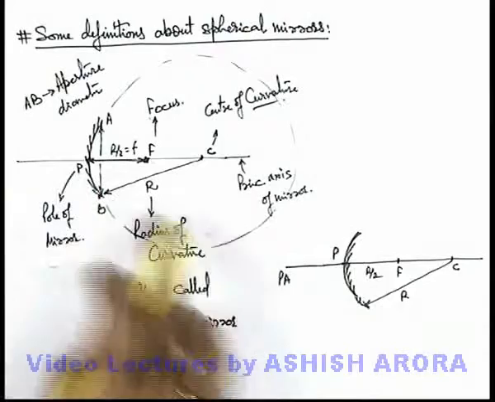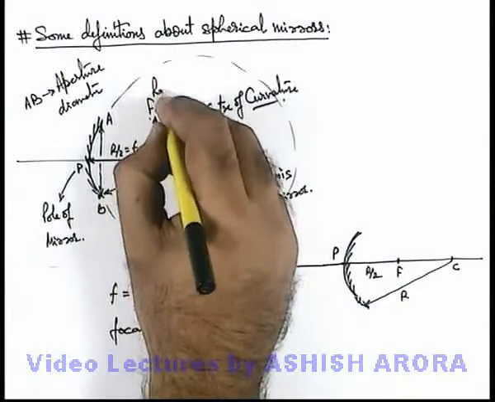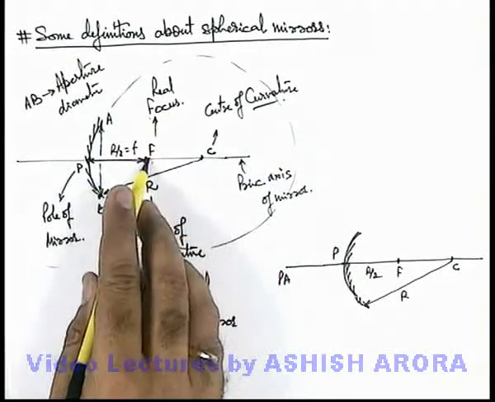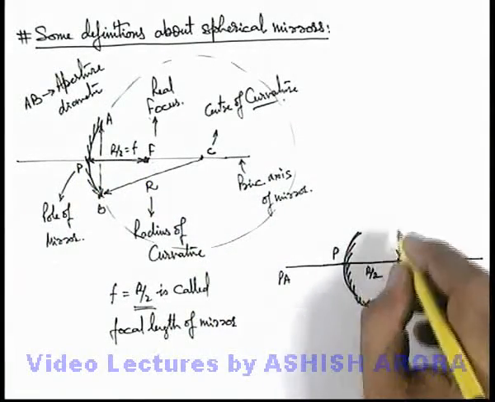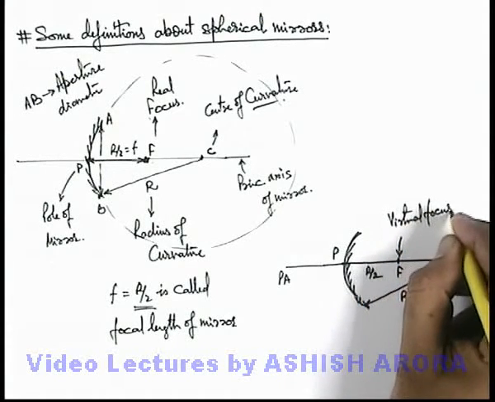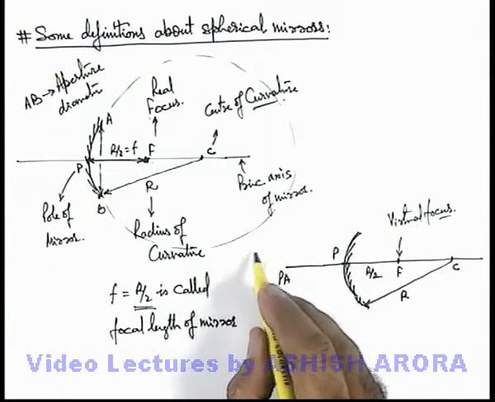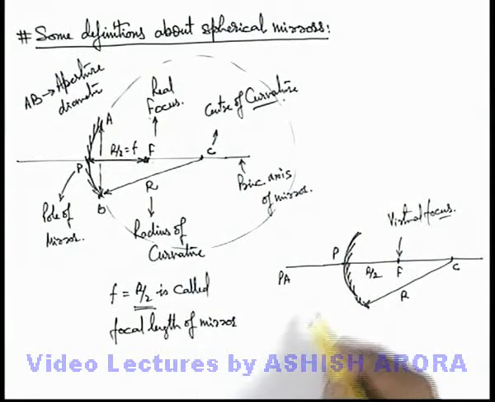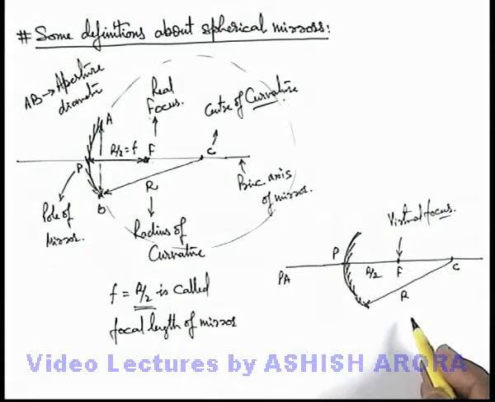The basic difference in the two cases is that the focus in the case of a concave mirror is a real focus because it lies in front of the mirror, and the focus in the case of a convex mirror is a virtual focus because it lies behind the mirror, where light rays can never exactly reach. Those light rays which are incident parallel on the mirror will diverge in such a way that they appear to be passing through the focal point. That's why it is termed a virtual focus.